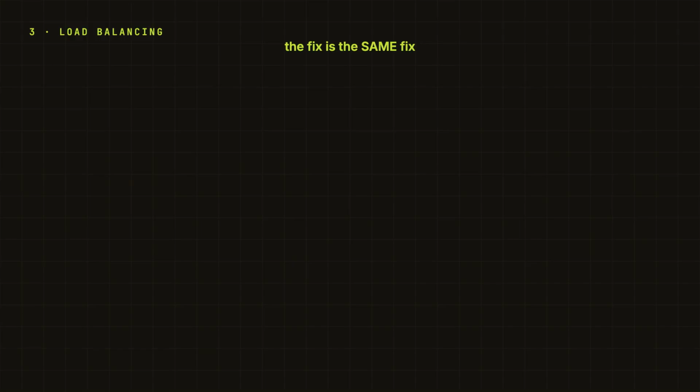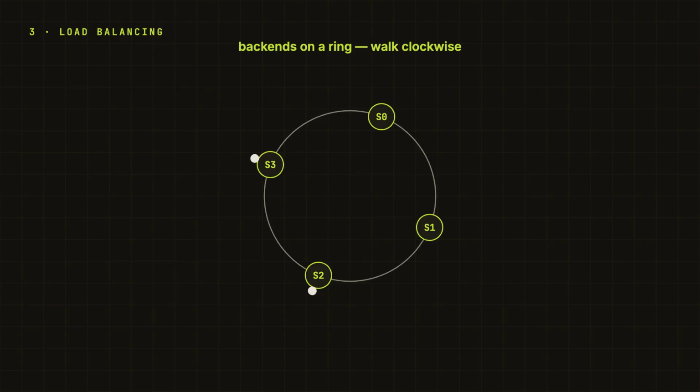And the fix is the exact same fix, consistent hashing. We put the backends on a ring, we walk clockwise, and now adding or removing one server only moves about 1 in n of the clients. Everyone else stays exactly where they were. Envoy even has a setting for this called ring hash. So the same ring we learned for databases is also how a load balancer keeps its connections stable.